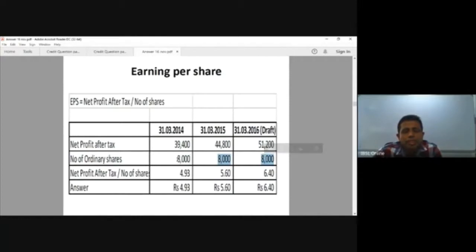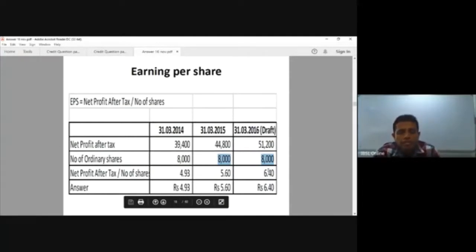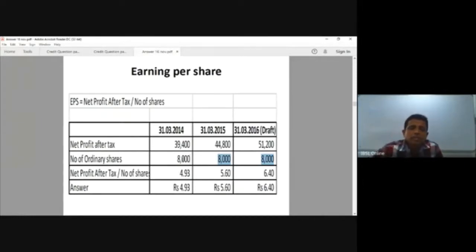If somebody puts 8 million, say 8 and 6 zeros, then your ratio will be very different. Instead of 4.93, it will be 0.493. Therefore, don't make those silly mistakes. If one item is in thousands, the other item you should also take as thousands. Don't put 8 and 6 zeros, then your answers will be wrong.